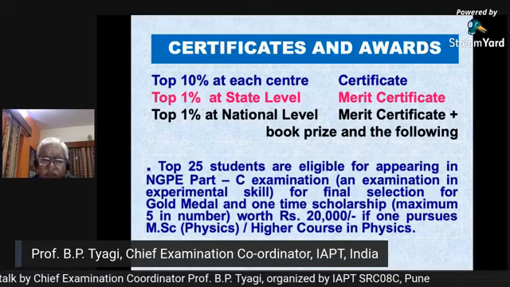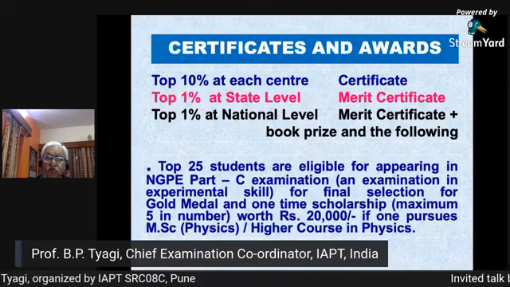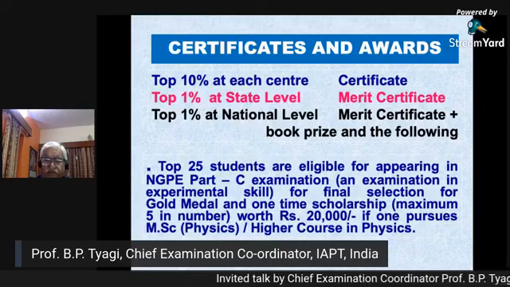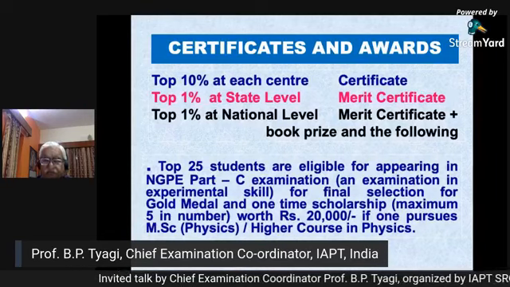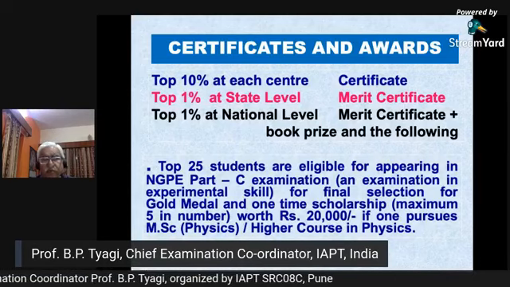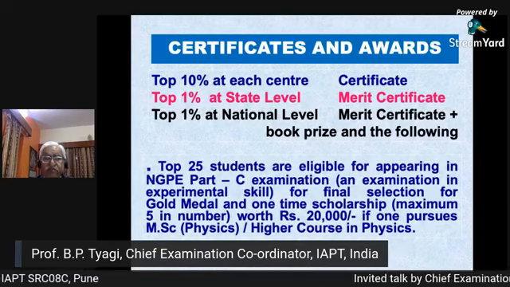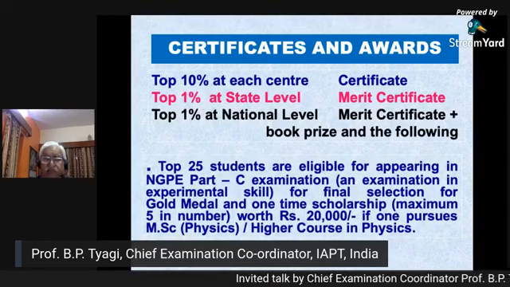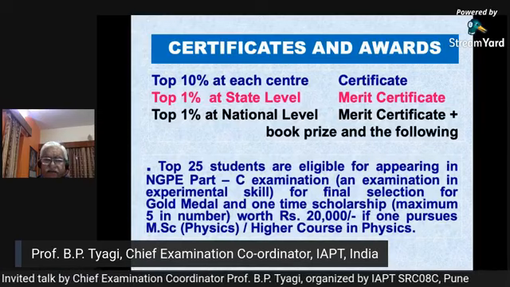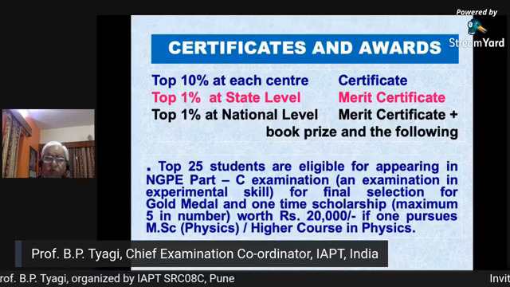I may tell you here, this year, because of the pandemic, it was very difficult to call these 25 students to one place and have their examination. IAPT made a team and shortlisted three important experiments. These three experiments were performed in the laboratory and set up, and then the apparatus were collected and designed. And this collected set of apparatus was sent to all 27 students, and they were asked to set up this experiment on their own table.